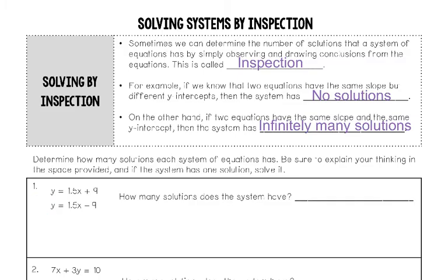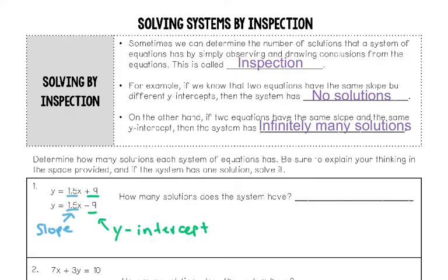So these are two equations you're looking at that are written in slope-intercept form. That means y equals mx plus b, where that b, and in this case it's the 9 and the negative 9, those are the y-intercepts. If you graph these lines, that's the first point on the y-axis. The number next to x is the slope. So in this case, 1.5 is the slope for both of these equations.